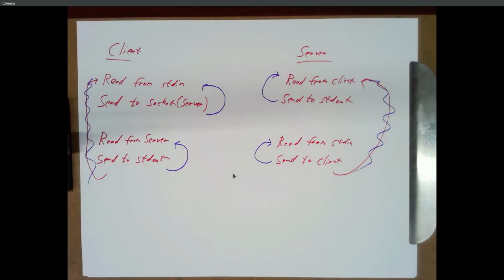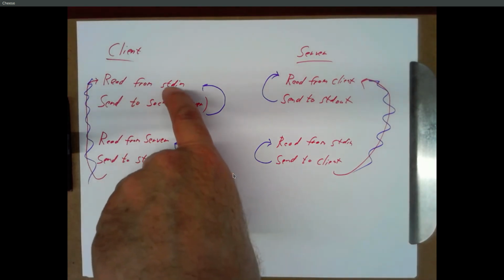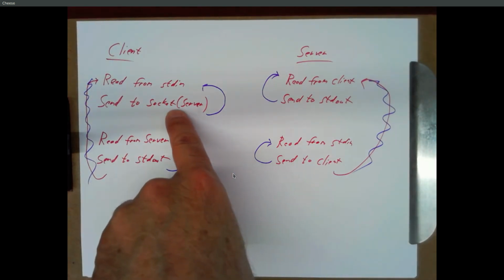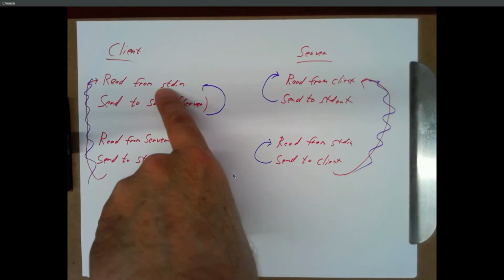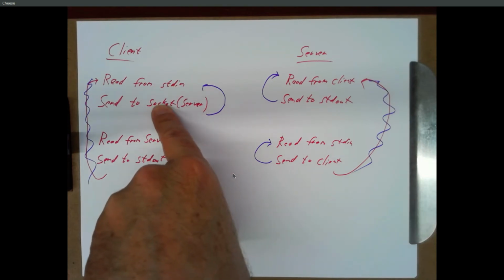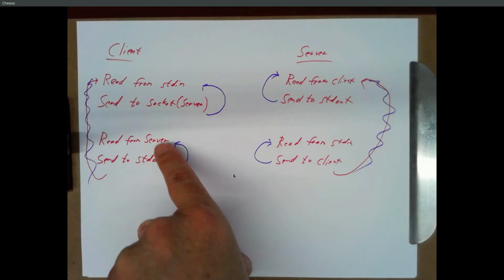Have one thread whose whole job on the client side is to read from the keyboard and send to the server. Read from the keyboard, send to the server, read from the keyboard, send to the server. Simultaneously, a second thread is running on the client side. Read from the server, send to the display.